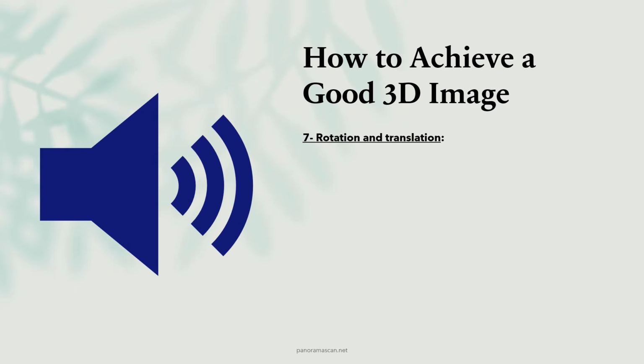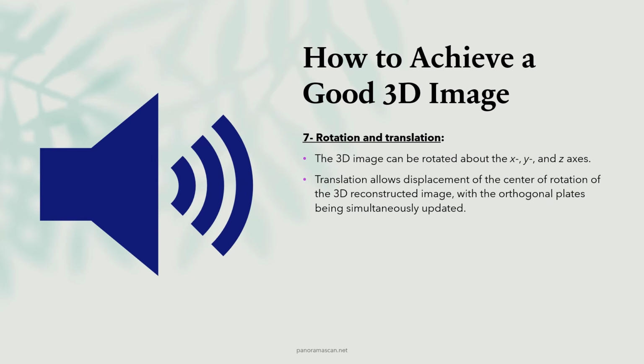After the volume data is captured and displayed in the multiplanar view, the 3D image can be further manipulated using rotation and translation techniques. Rotation allows the sonographer to rotate the 3D image around all 3 axes X, Y, and Z. In addition to rotation, translation allows for the displacement of the center of rotation of the 3D reconstructed image.